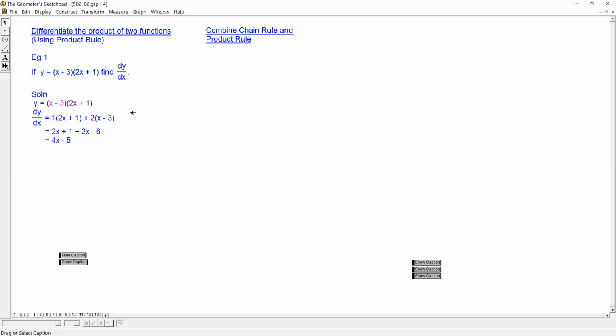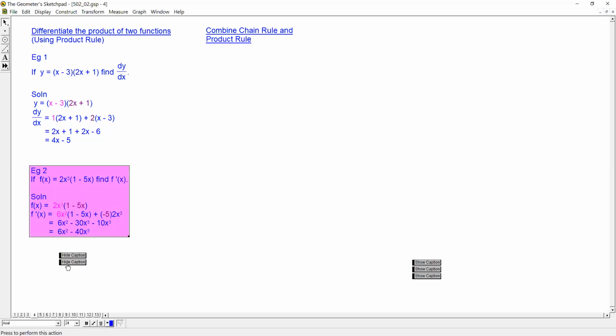So when to use the product rule? When you see you have two functions, one bracket and another bracket here. Now, is it necessary to have two brackets? Not necessary. Sometimes you don't have two brackets. You see here, it's just an x and one bracket only. So it's still considered a product of two different functions.